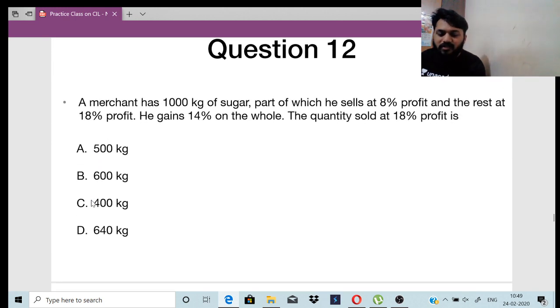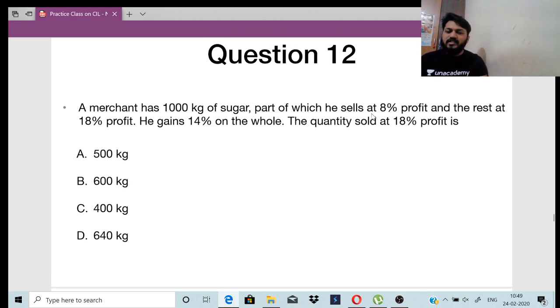Question 12. A merchant has 1000 kg of sugar, part of which he sells at 8% profit and the rest at 18% profit. He gains 14% on the whole. The quantity sold at 18% profit is dash. Which is the quantity he sold at 18% profit?